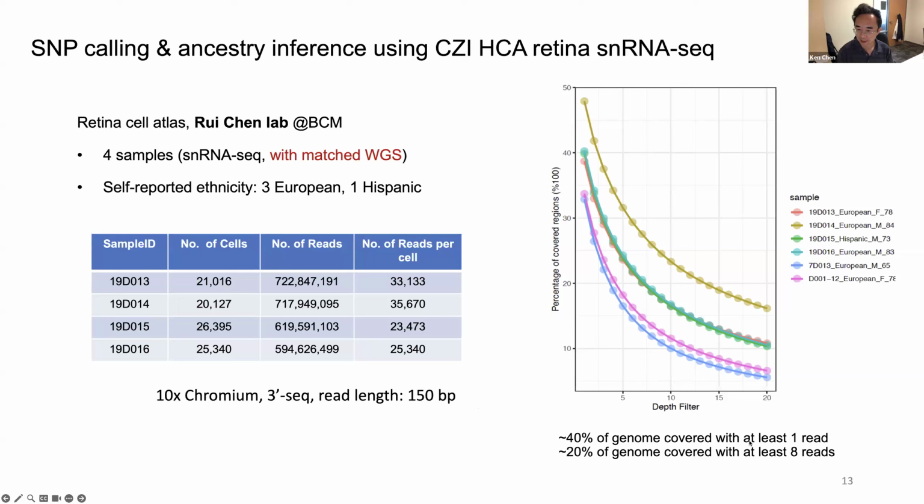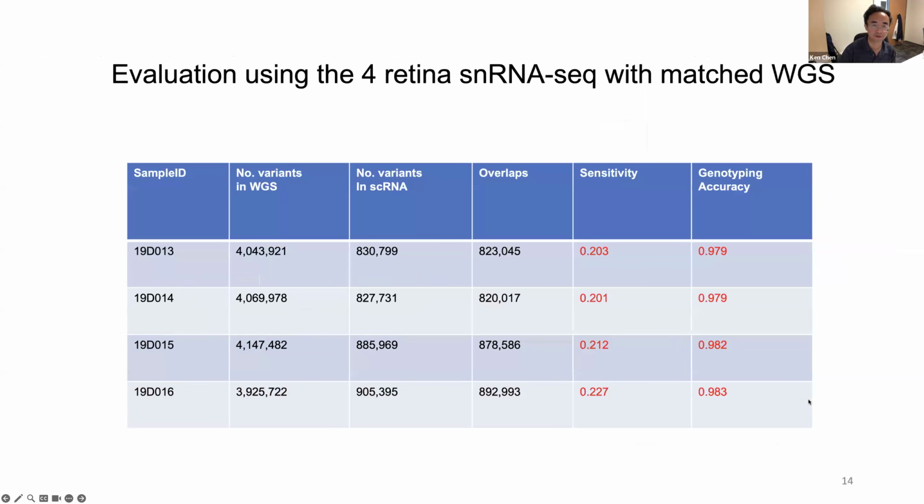If you look at this data, you will see 40% of the genome is covered by at least 1 read, and 20% of the genome is covered by at least 8 reads. So it's much more than just the 3' end. The coverage is much broader than we thought, which is very good for mutation or SNP calling. So we performed what I described before in terms of germline calling on those data sets.